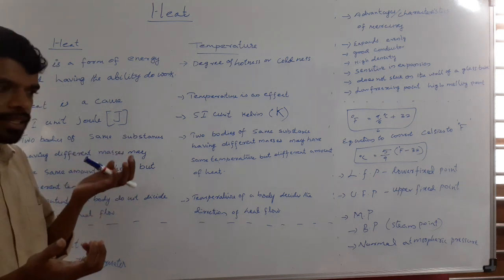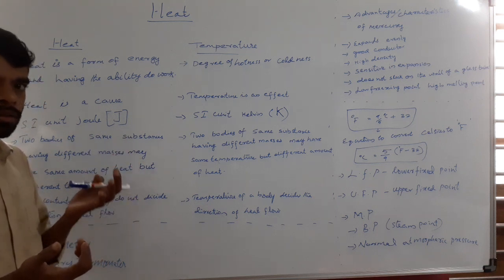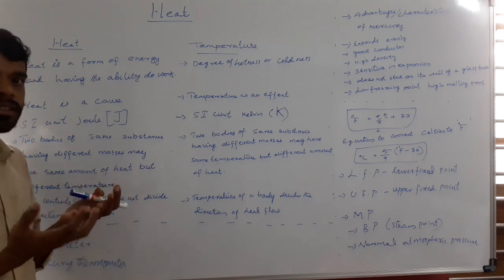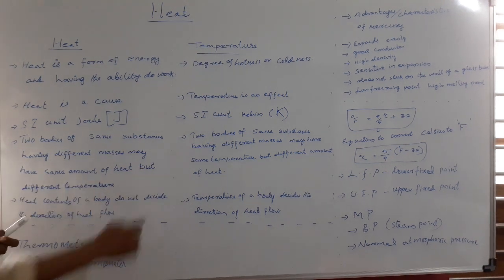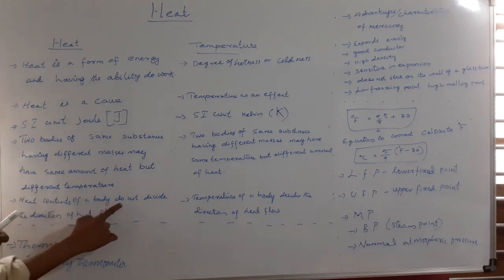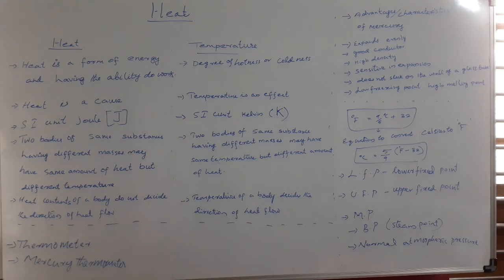Since the mass is higher here, it will have a higher amount of heat than this 1 kilogram of water. That is the minimum. Now, the heat content of a body does not decide the direction of heat flow. Even if the heat is higher in a body, we can't predict the flow of heat.